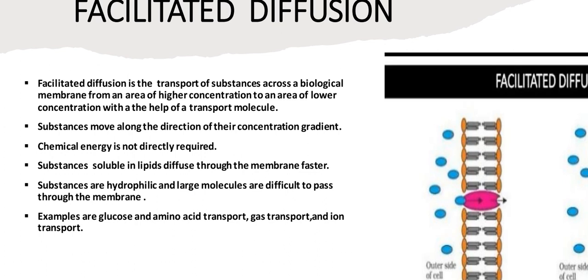Facilitated diffusion is the transport of substances across a biological membrane from one area of higher concentration to another area of lower concentration with the help of a transport molecule. Substances move along the direction of their concentration gradient. Chemical energy is not directly required. Substances soluble in lipids diffuse through the membrane faster. Hydrophilic substances and large molecules are difficult to pass through the membrane. Examples are glucose and amino acid transport, gas transport, and ion transport.